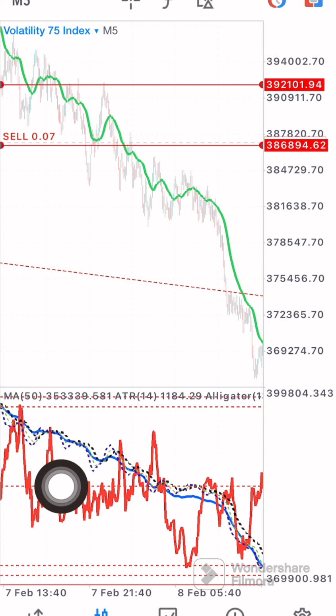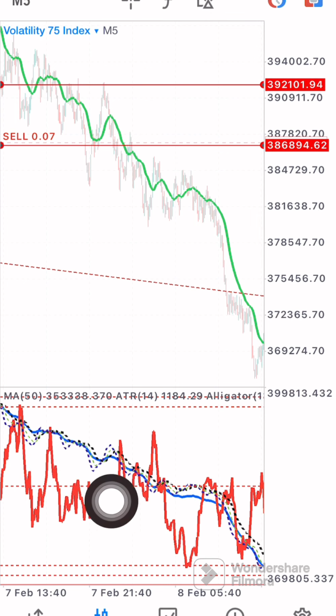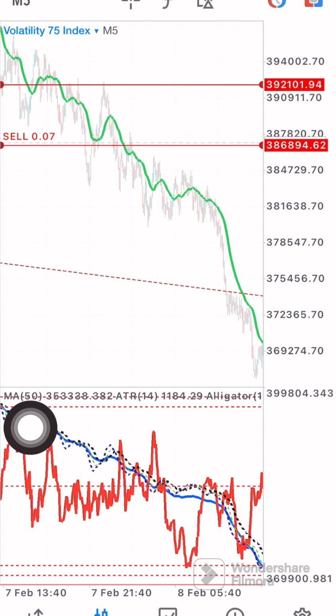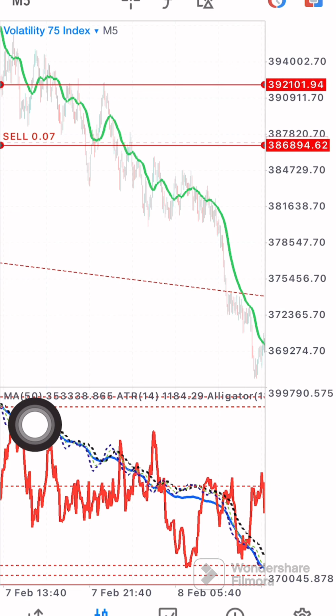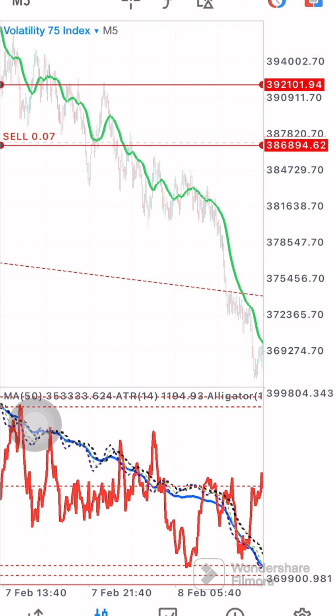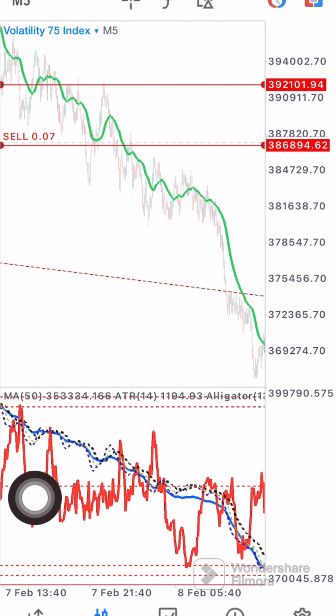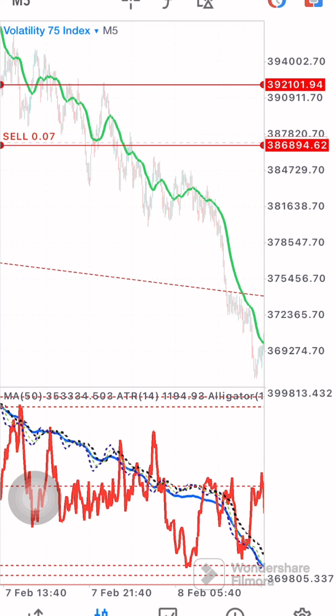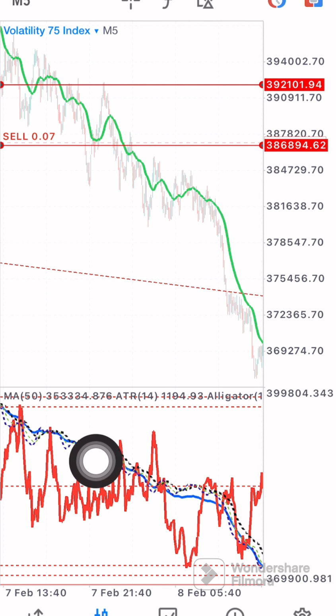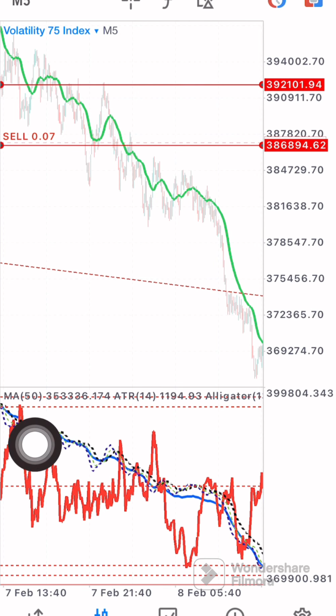If you see this red line in this chart, it is the ATR indicator, average true range. It's used to measure the market volatility. An average true range is an indicator that is used to measure the market volatility. And we are trading the Volatility 75 index, and that's why we are using this ATR indicator. So we also have the moving average here and the alligator.